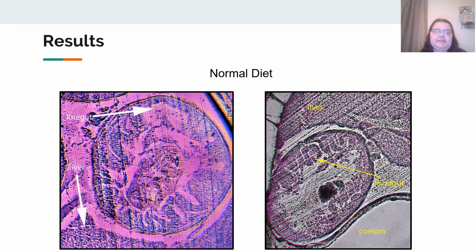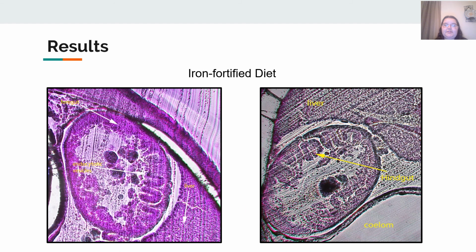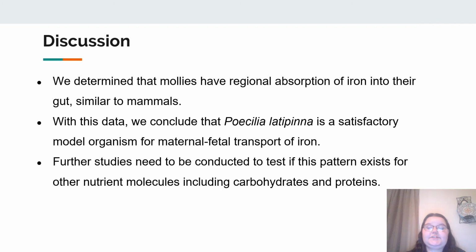As you can see, the mollies that were fed the normal diet, or the control group, have no iron found in their foregut, and they have no iron found in their hindgut. When looking at the results from the iron-fortified diet group, you can see that these fish had iron in their foregut, as seen by these small black dots in the foregut. But when looking at the hindgut, there's no iron in this region. And so this leads me to my discussion of my second experiment.